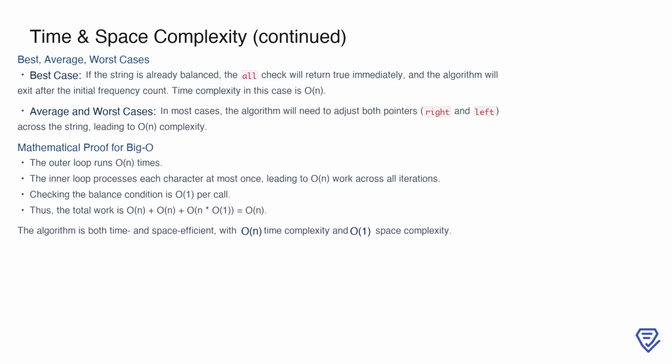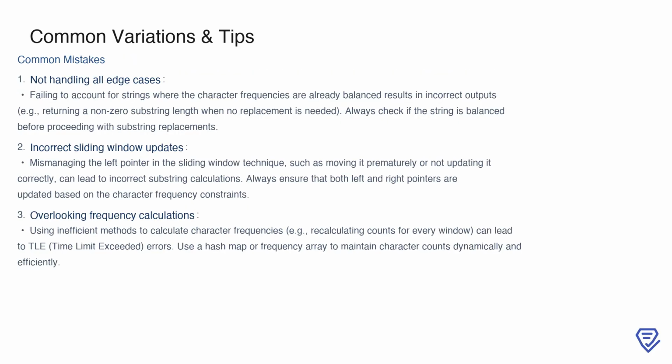The balance condition checks are O(1) per call, which does not affect the dominant term. Thus, the total time complexity is O(n), and the space complexity is O(1), making this algorithm both time and space efficient. When tackling this problem, there are several common mistakes that can trip you up if you're not careful.